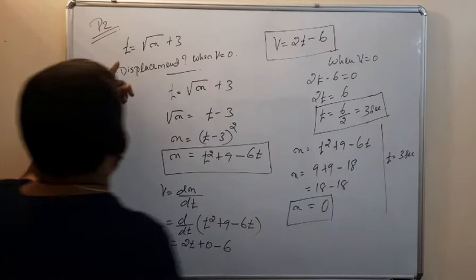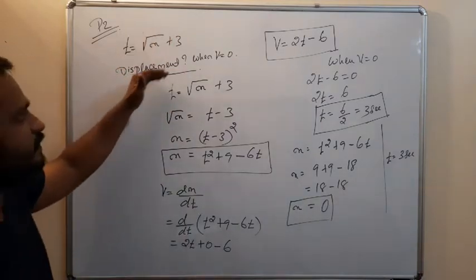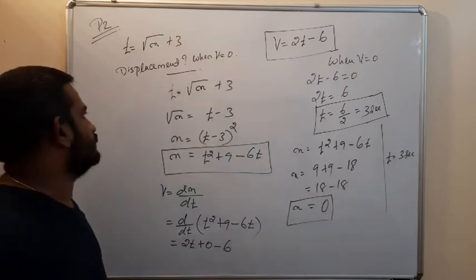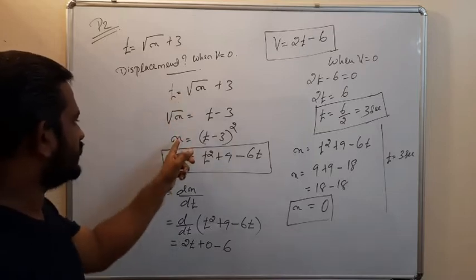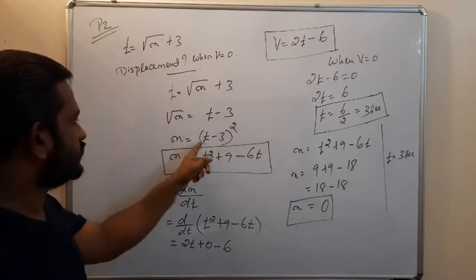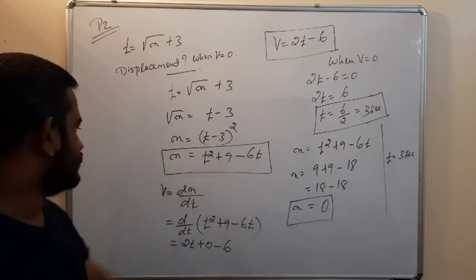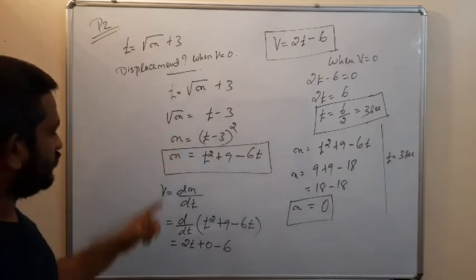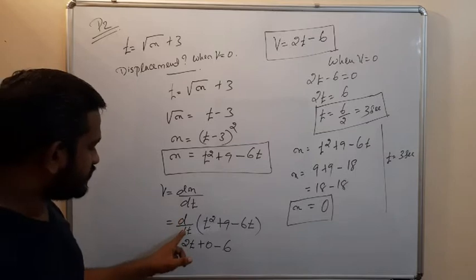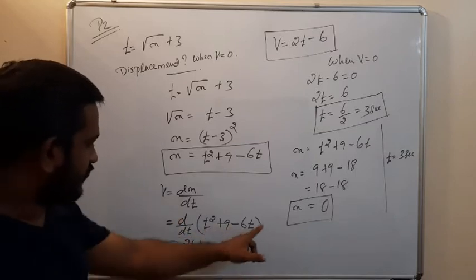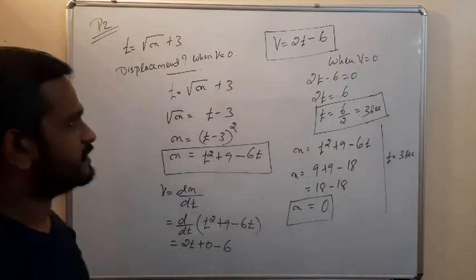So the given equation is t is equal to root x plus 3. We have to find the displacement when velocity is equal to 0. We find the displacement from this equation by rearranging the variables. So x is equal to (t minus 3) whole square, so x is equal to t square plus 9 minus 6t. Then we find the velocity: v is equal to dx by dt, the first derivative of displacement. So we get velocity equal to 2t minus 6.